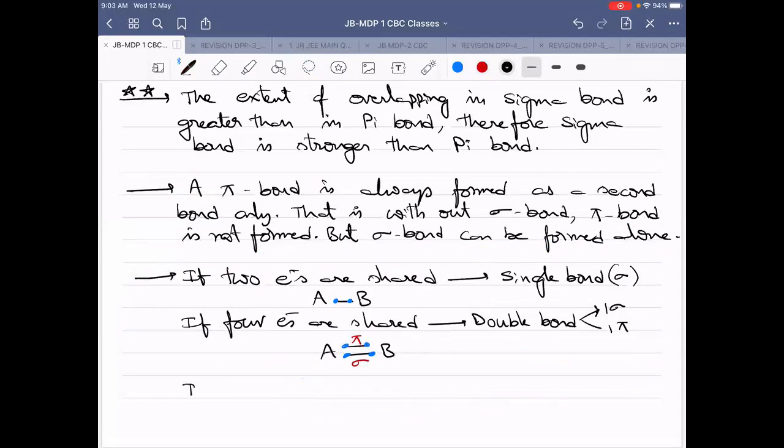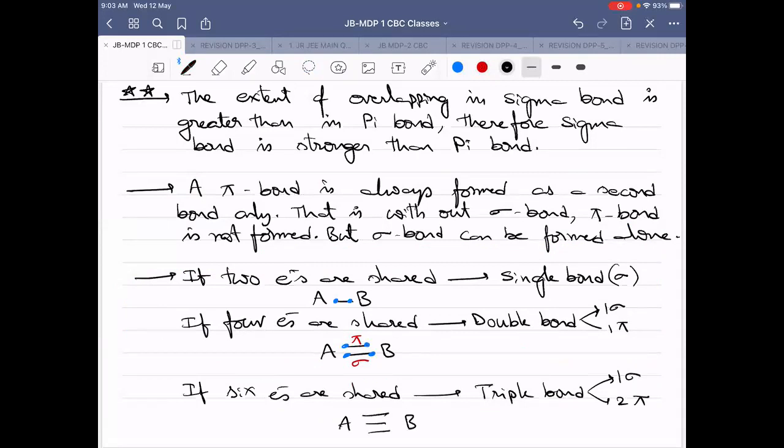If six electrons are shared between two atoms, then it forms a triple bond. Among the triple bond, one will be sigma bond, the remaining two will be pi bonds. A, B. This is a sigma bond, this is a pi bond, this is also a pi bond. Only one will be the sigma bond, the remaining all will be pi bonds. And the maximum number of bonds between two atoms can be 3 only. More than 3 is not possible. Copy this page.